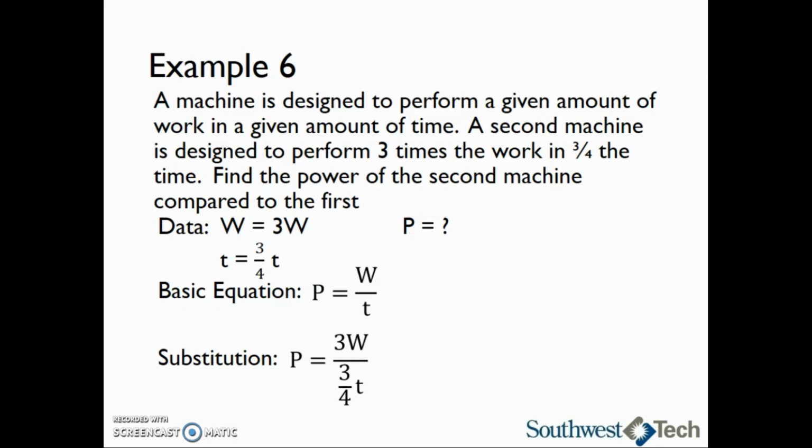This is equal to 4 times the work divided by the time. But we know that work divided by time is power, so this is equal to 4 times the power. That means that the second machine develops 4 times as much power as the first machine. This concludes our lecture and examples on power.